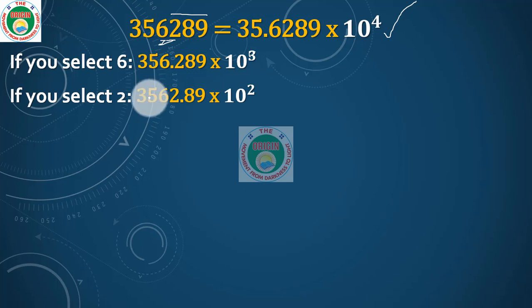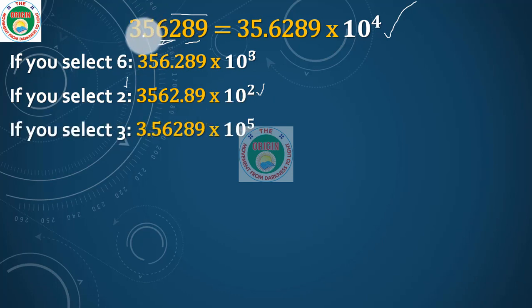Next one, if you select 2, here after 2 keep the decimal point, count the digits and write it in the 10 powers. Next, if you select 3, then you should keep the decimal point after 3. Then count the digits 5, 6, 2, 8, 9, 1, 2, 3, 4, 5, 10 power 5.